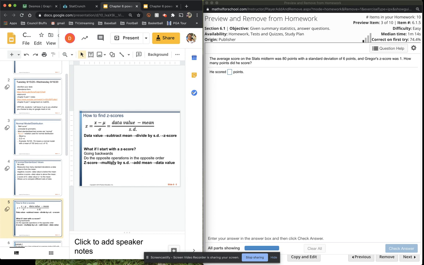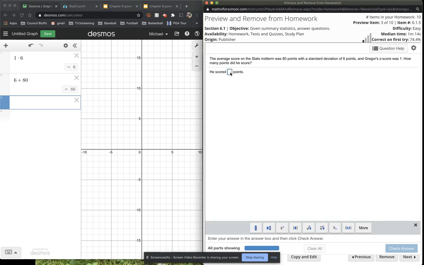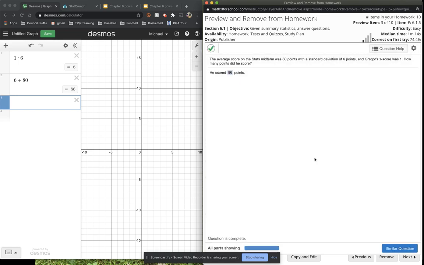So we're going to multiply by the standard deviation and then add the mean. We're going to take the z-score, which in this case was 1, and multiply that by the standard deviation, which was 6. So that's easy. Then we take that answer and add the mean. In this case, the mean was 80. So that means that Gregor got an 86 on the test. So that is your answer for number 3.